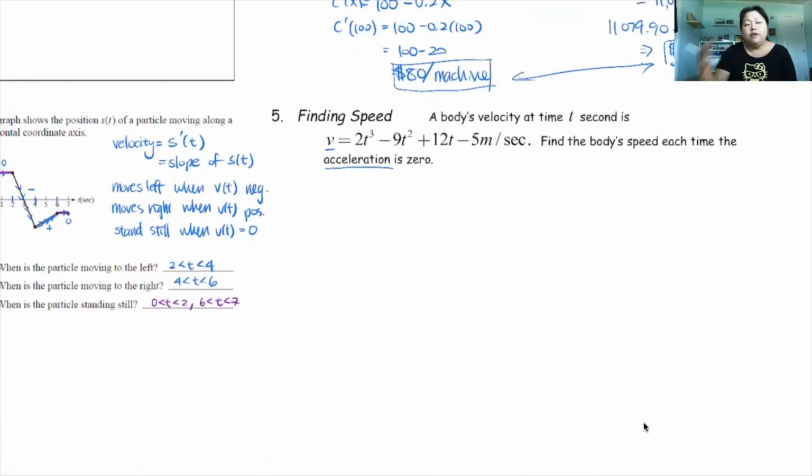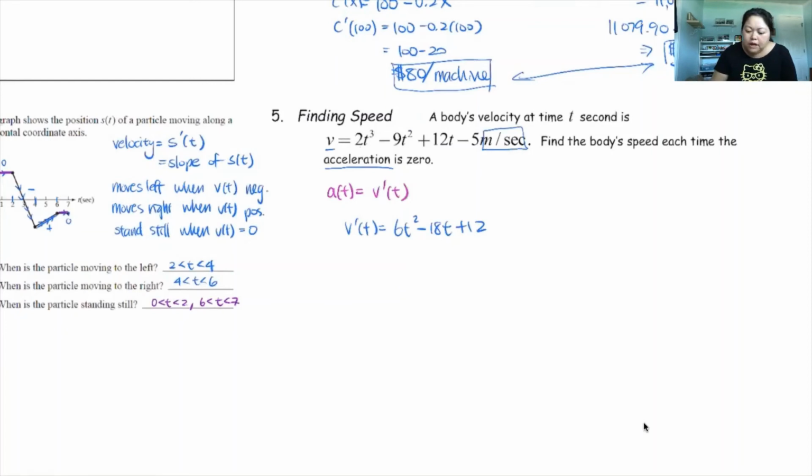And I believe in the front of our notes, we did mention that really quickly when we started the notes. So reminding yourself that acceleration, a of t, is equal to v prime of t, right? So you have to take the derivative of v first. So v prime of t is now 2 times 3, that's 6t squared, minus 9 times 2, that's 18t, plus 12. And that 5, this is meters per second, this is a unit, so it's not a variable, right?